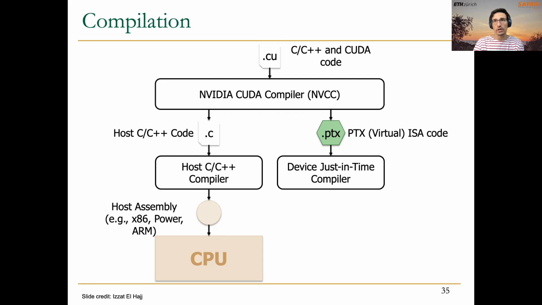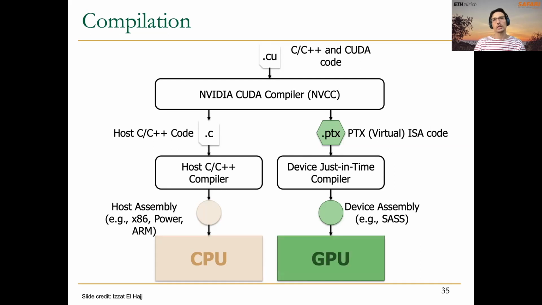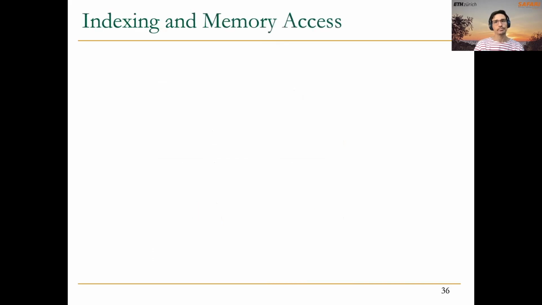And then it uses a device just-in-time compiler that compiles to the specific assembly, called SASS, of the specific architecture, either Ampere or Hopper or any other architecture. And then that code will run on the GPU.